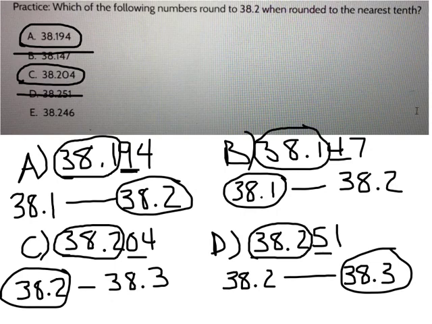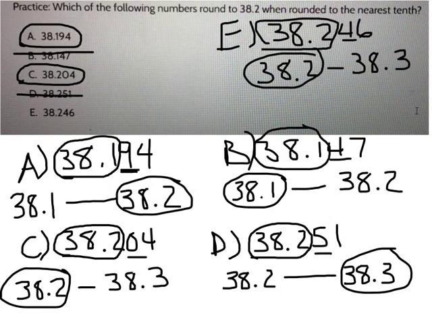Let's try E. What is 38 and 246 thousandths rounded to the nearest tenth? Answer choice E is correct. The 4 in the hundredths place tells us to round down to 38 and 2 tenths. Whenever you see a multiple select question, it is necessary to show work for every answer choice.